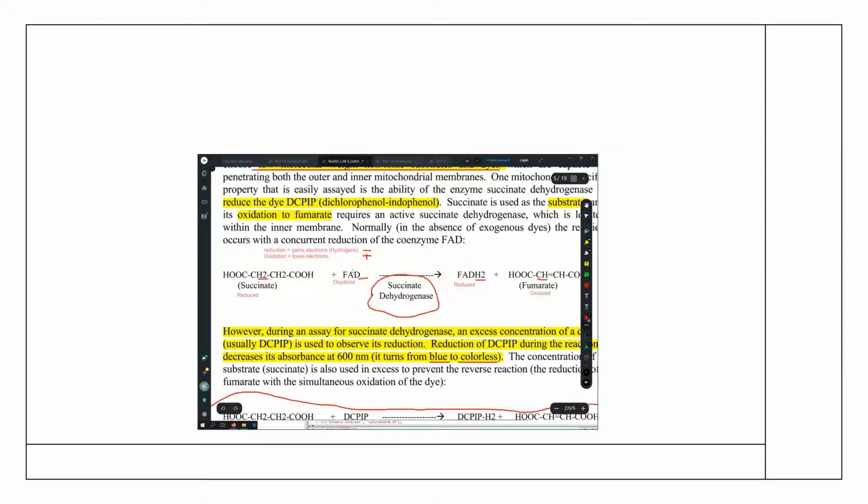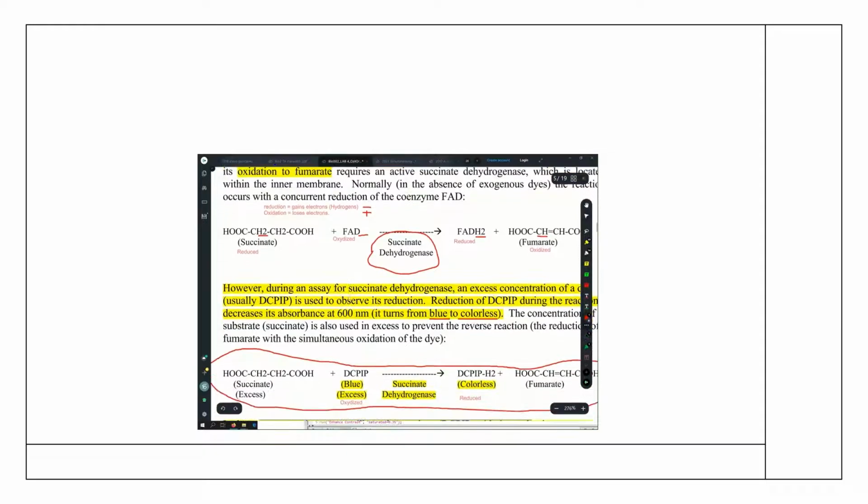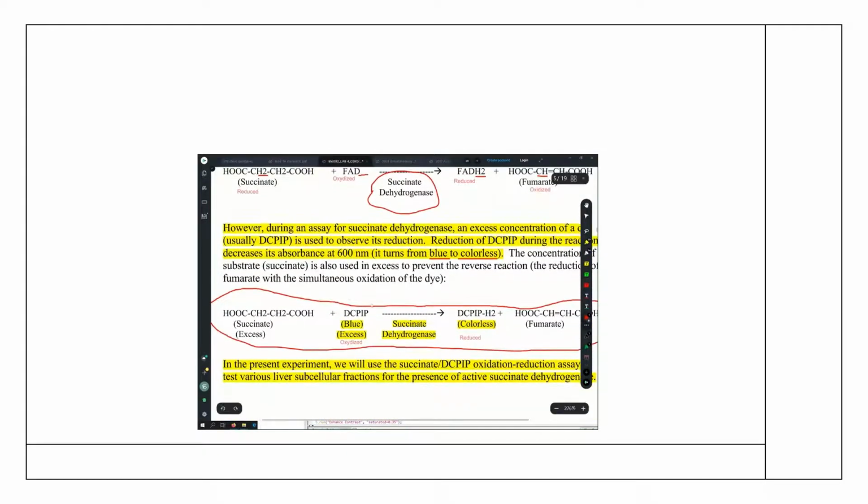So instead of using FAD for our experiments, this is where our dye is going to come in. We're going to go ahead and use DCPIP instead of the FAD. On the left, we have the DCPIP with no hydrogens, no electrons. On the right, we have the DCPIP with two hydrogens and two electrons. So this would be the reduced state. So succinate dehydrogenase makes the reduction of DCPIPH2 possible. So let's read about that.